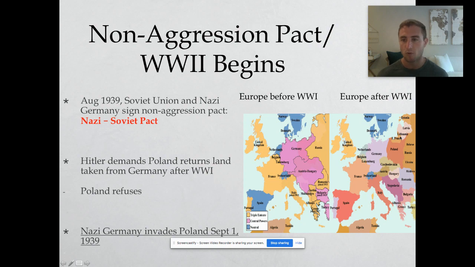Of course, Poland was created out of two countries after World War I. One of those countries was Germany. The other one was Russia. Both of these countries looked to regain the land that was taken from them to create Poland. And so both of these countries, Germany and Russia, invade Poland to start World War II. September 1st, 1939, that is the start of World War II.